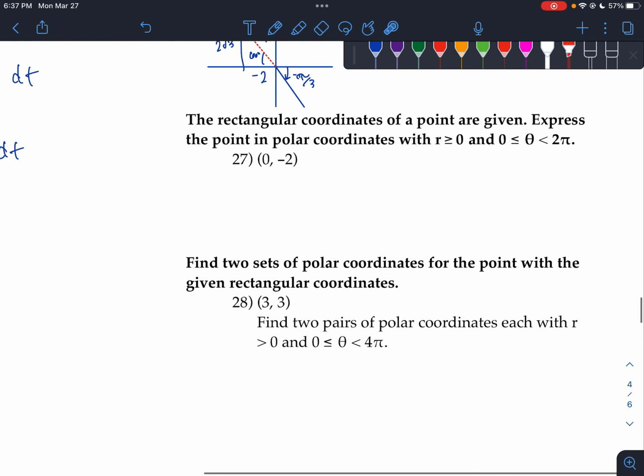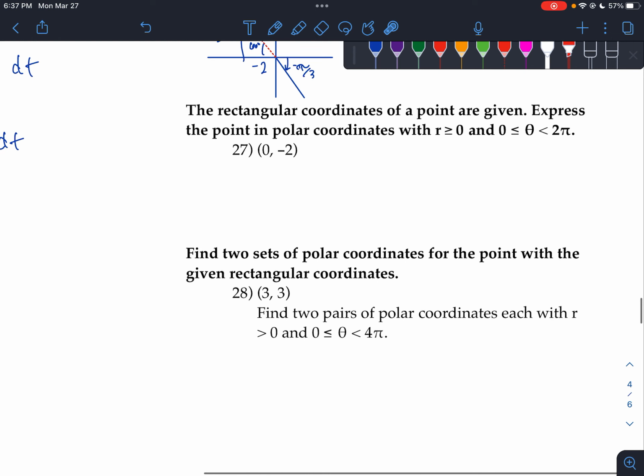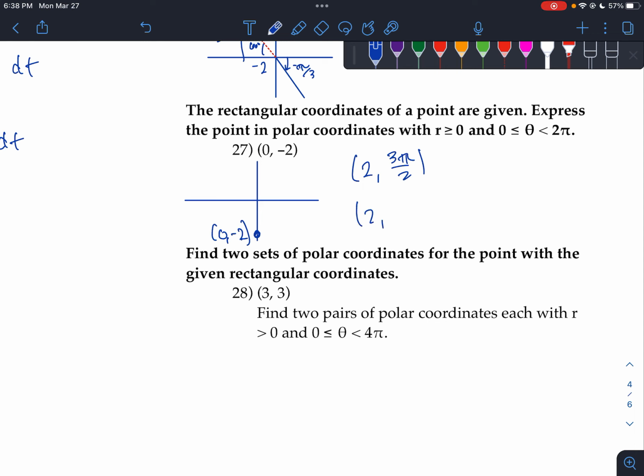Okay, so rectangular coordinates. The rectangular coordinates of a point are given. Express the point in polar coordinates. So we have a rectangular coordinate of 0, negative 2. So one way that you could express that as a polar coordinate, you could say 2 as the radius, and then you could say 3 pi halves. You could also say 2 and negative pi halves. You could say negative 2 and pi halves. You could say negative 2 and negative 3 pi halves.